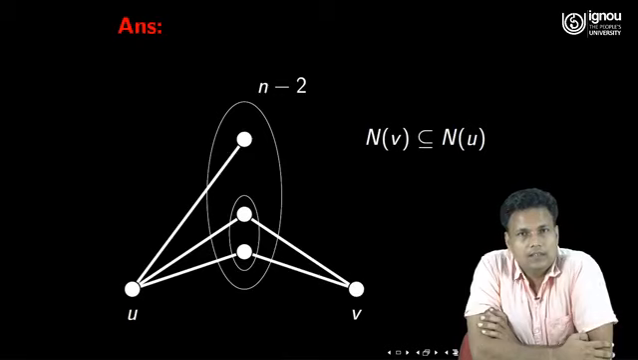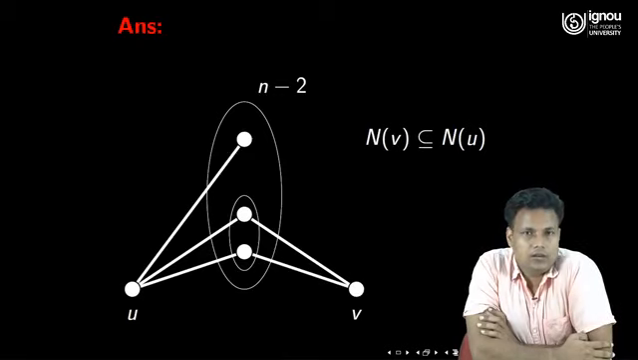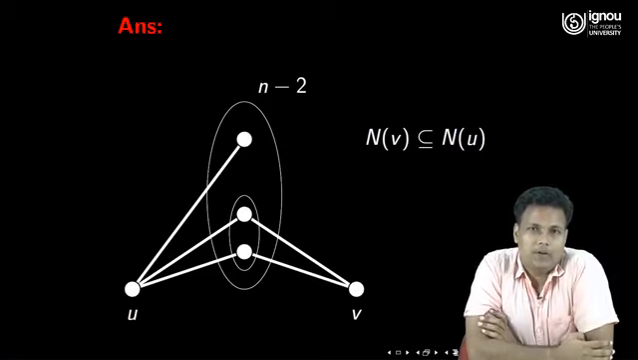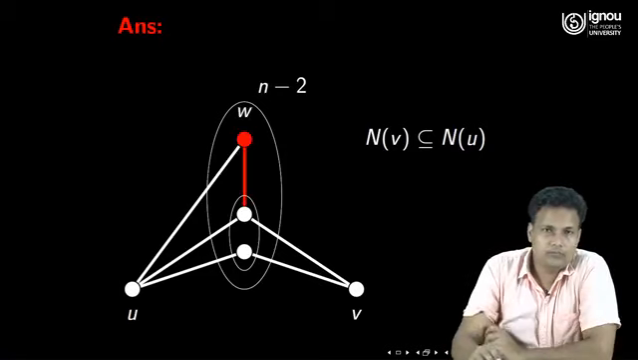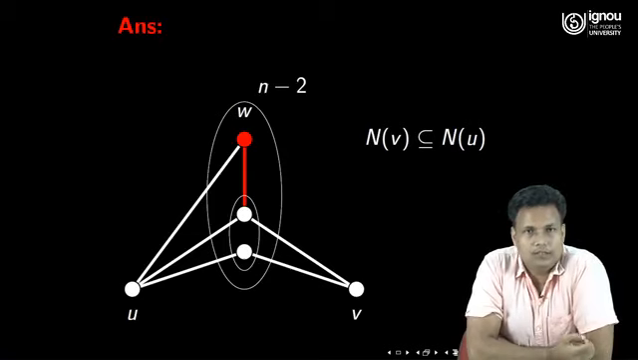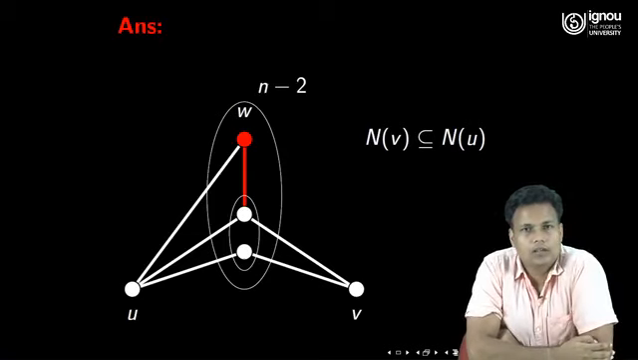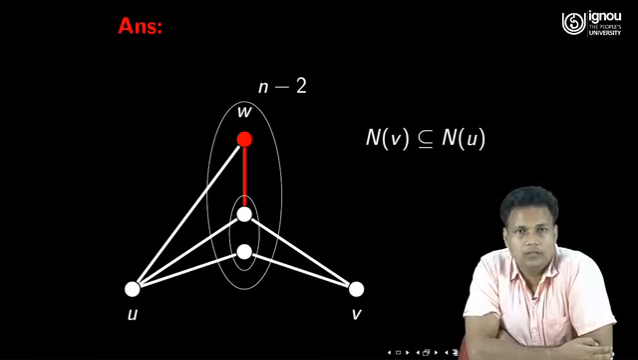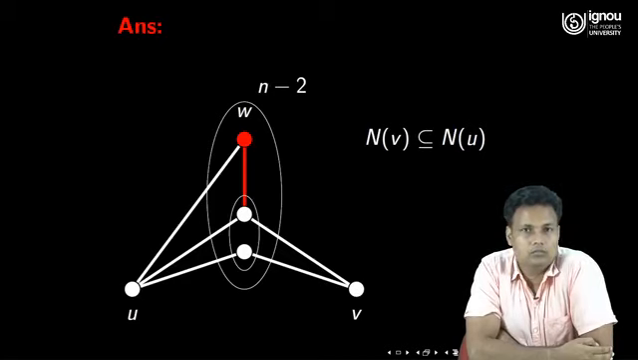But suppose that N(v) is not equal to N(u). That means there is some neighbor of u which is not a neighbor of v. Let's first just consider one such vertex, say w, and then such a neighbor of u must be adjacent to some neighbor of v, right? Otherwise the distance between v and w would be greater than or equal to 3. That means w and v have a common neighbor.